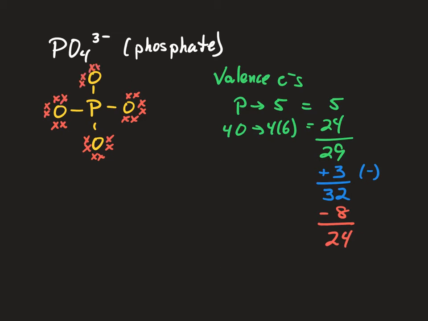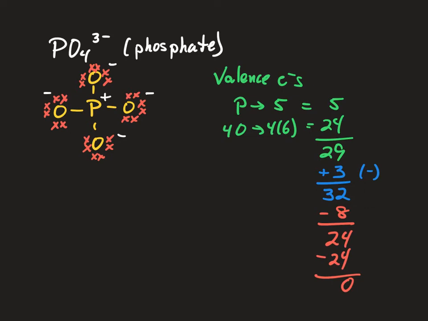One, 22, 23, 24, right? We're done. And everything has an octet. So you might think we're done. But we always have to go back and look at the formal charge question. Right? If we calculate the formal charges for each atom, each oxygen has a negative formal charge, and the central phosphorus has a positive formal charge.